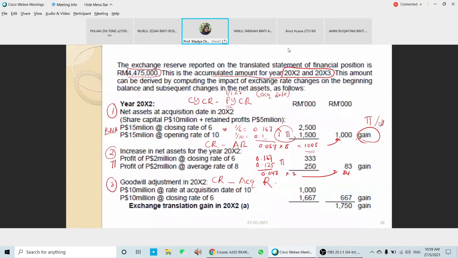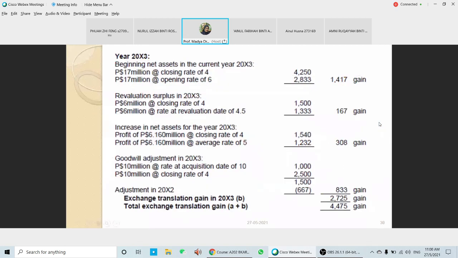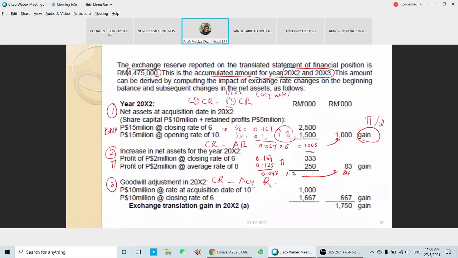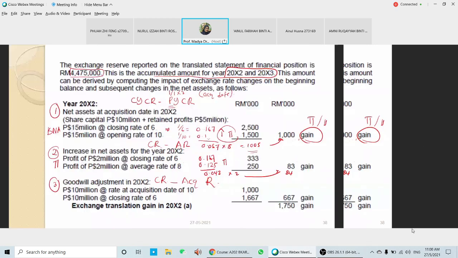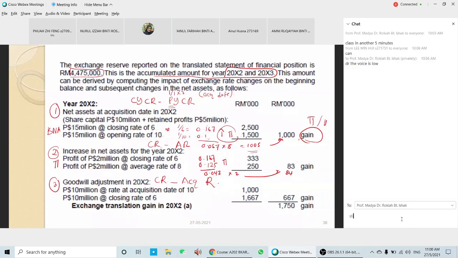The voice is too low, okay, so I'll try this time. Okay, so just repeat this one once again. For this one, for the net asset, we're going to compare. Is it clear now? Is it clear? Oh, is it clear now? So we're going to proceed with this one, yeah?